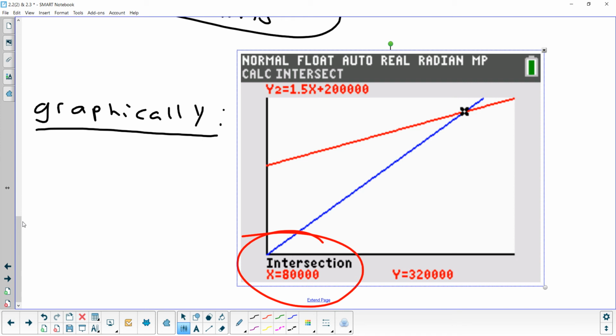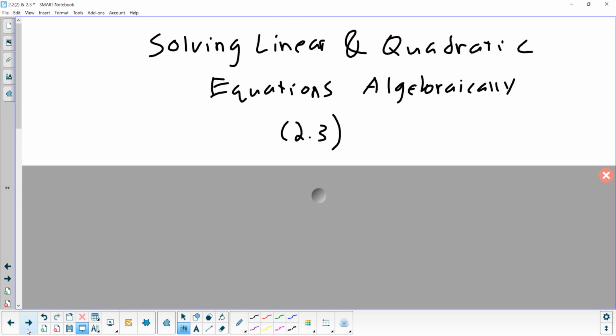All right. So any questions on that one? And that's it for section 2.2. All right, so that was just about break-even point and really learning to solve for an intersection point.